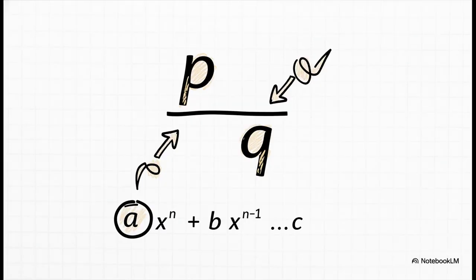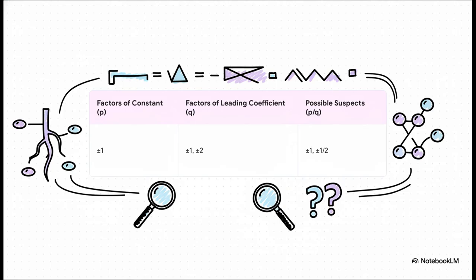And the rule for finding these suspects? It's surprisingly straightforward. Every potential rational zero can be written as a fraction, p over q. The top number, p, has to be a factor of the constant term. That's the number at the very end without an x. The bottom number, q, has to be a factor of the leading coefficient, the number attached to the x with the highest power. So let's apply this to our case.